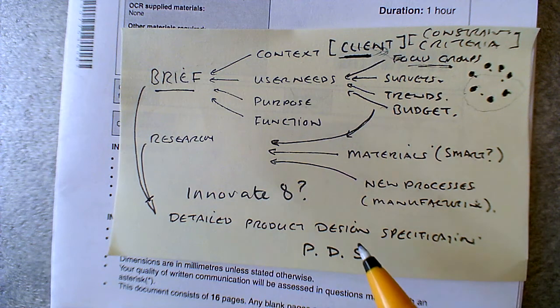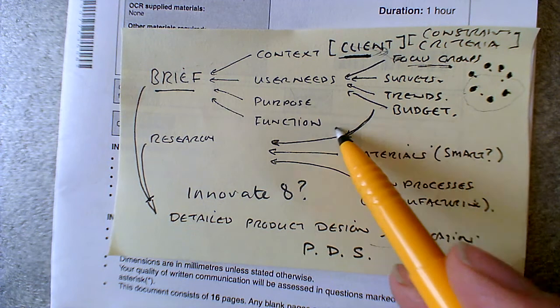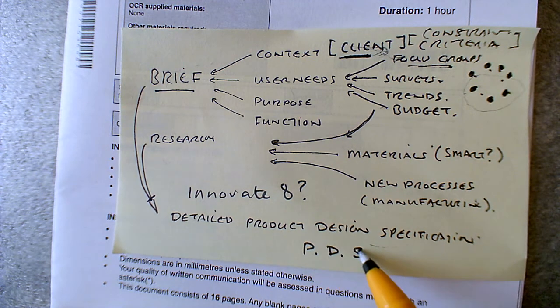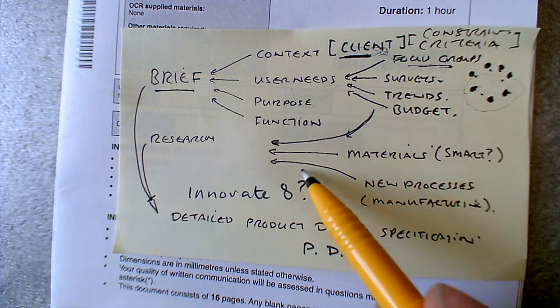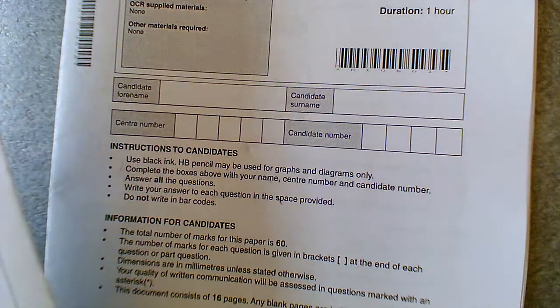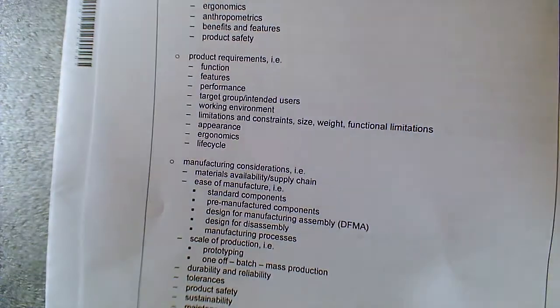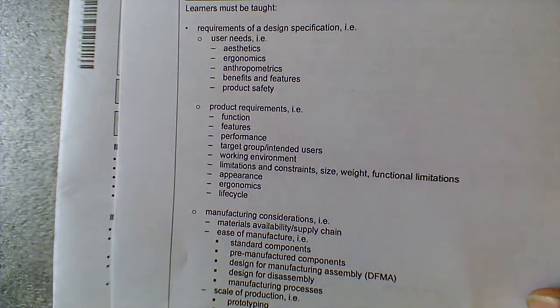Now remember, this is a cycle. So when you get to the product design specification, you might need to go back and do more research that modifies your product design. You might go and find out about more materials that will modify your product design specification. So it is a cyclic process. It does go round as it becomes more defined, to the point where you say, right, we know what we're going to design. So the design specification is a much more specific document.